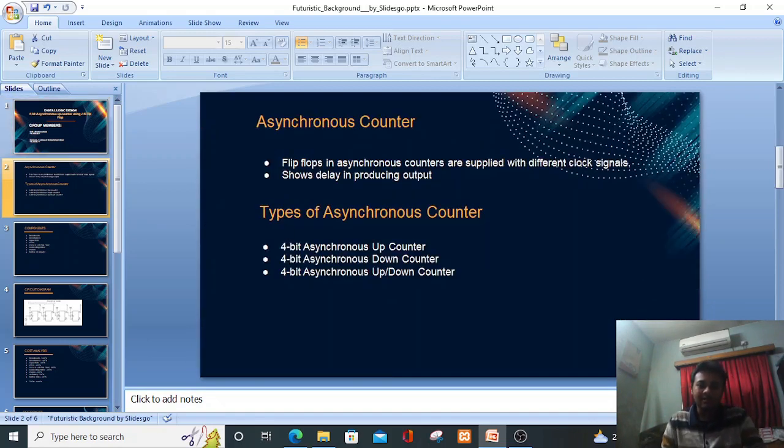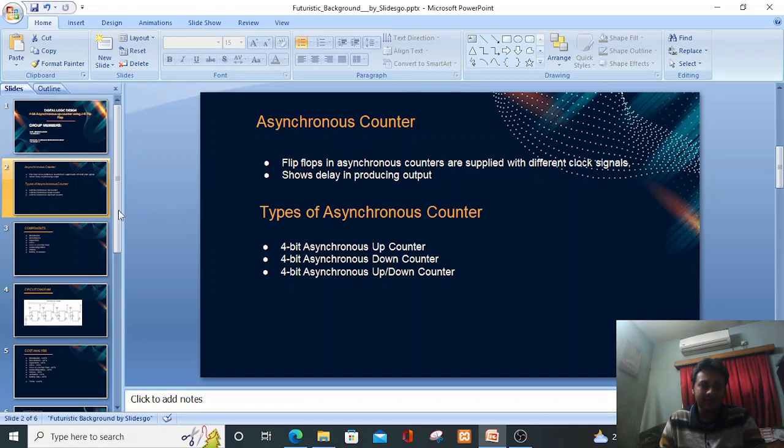Asynchronous counter is mainly used for time delay output. It means the asynchronous counter provides output after some time delay. There are different types of asynchronous counter: one is up counter, one is down counter, one is up-down counter. So we have implemented the up counter.